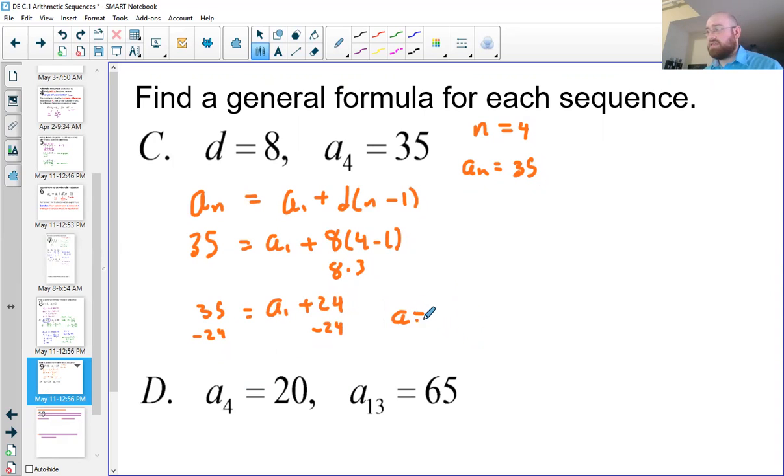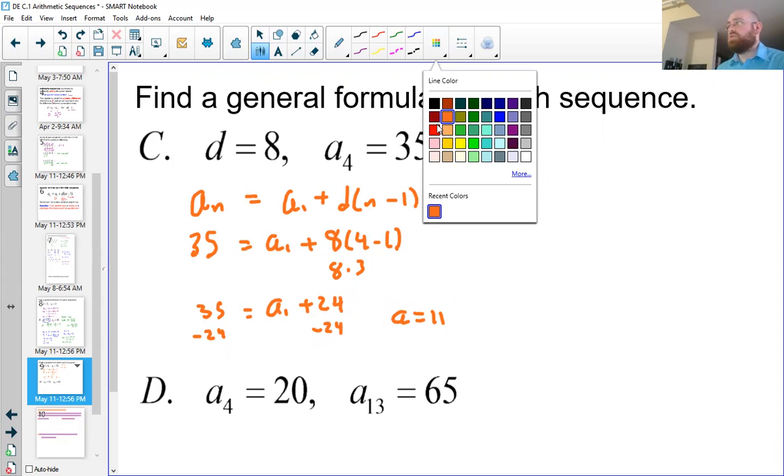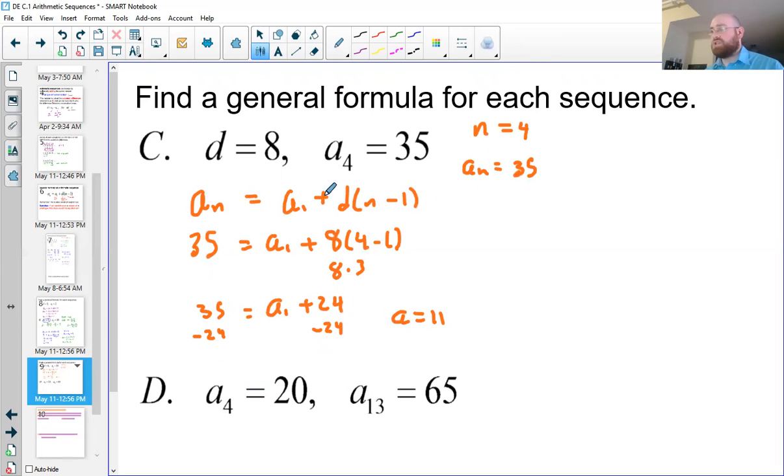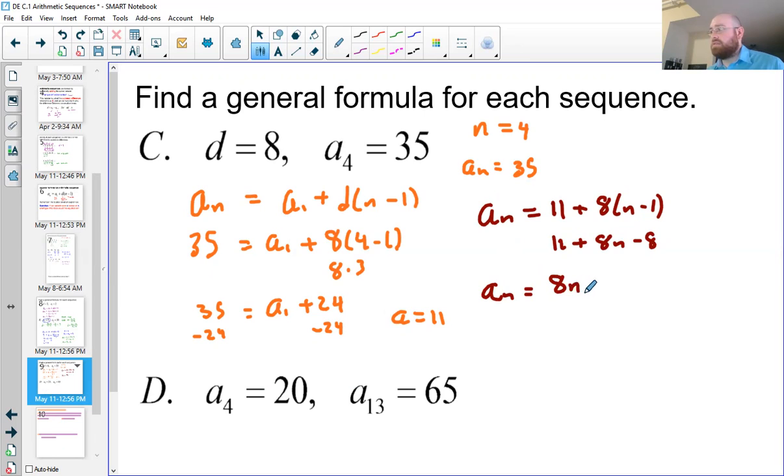I shouldn't really box that in. It's not our final answer. But I am going to change color so that we can distinguish our work. So we have now an is equal to our first term plus our common difference 8 times n minus 1. Now I can distribute, so we'll have 11 plus 8n minus 8. And so finally, an is equal to 8n, and 11 minus 8 is going to be 3. So plus 3. That gives us our explicit rule or general formula for the sequence.